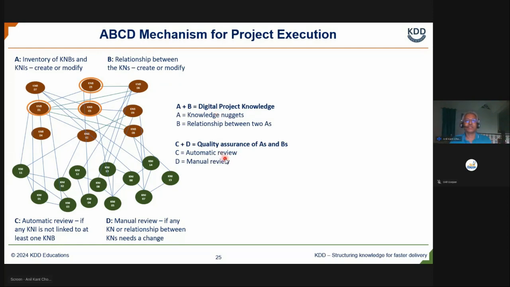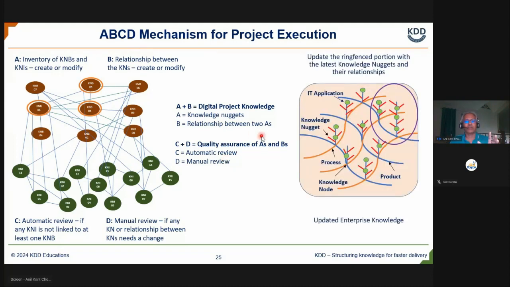And C and D together is your quality assurance because it will take care of the reviews. If something is missed out, something is not correct, you can handle it. And once you have done this project, the project is over. What you do is now you have taken all that detail and you push it back to the enterprise knowledge. It goes in there.